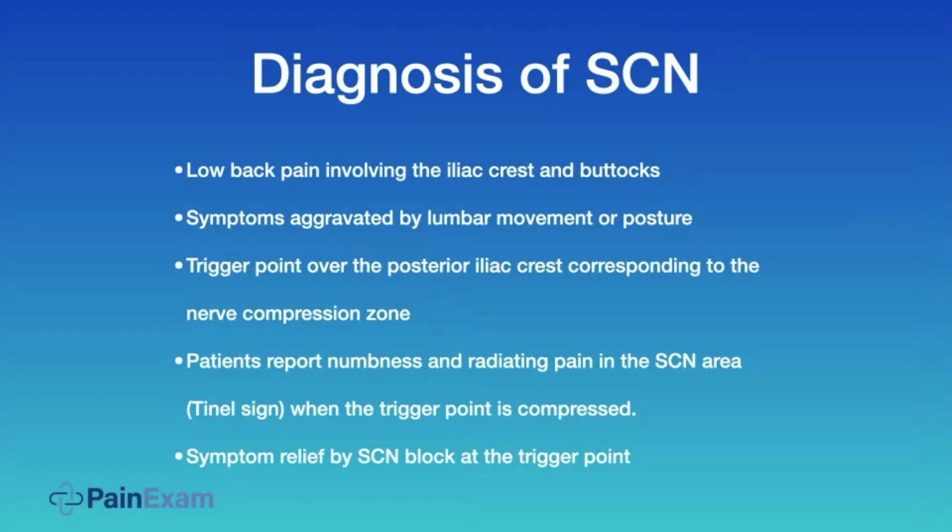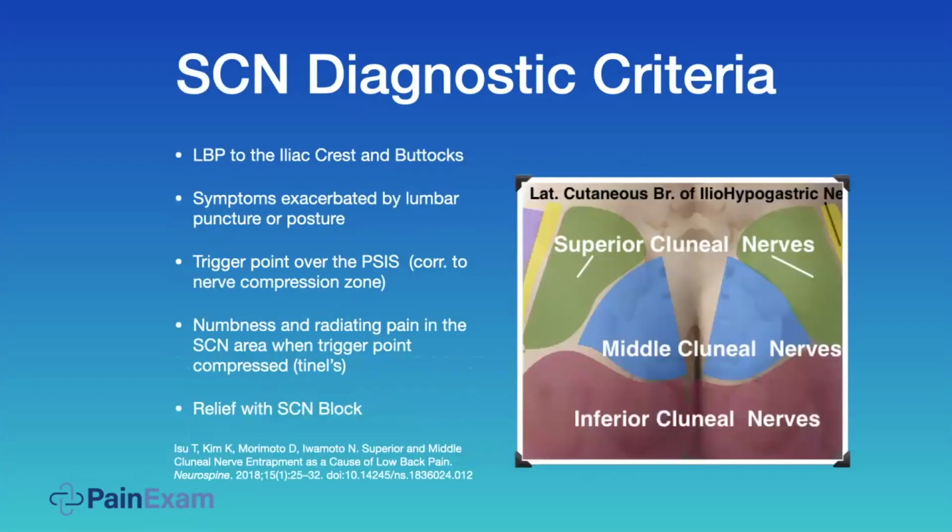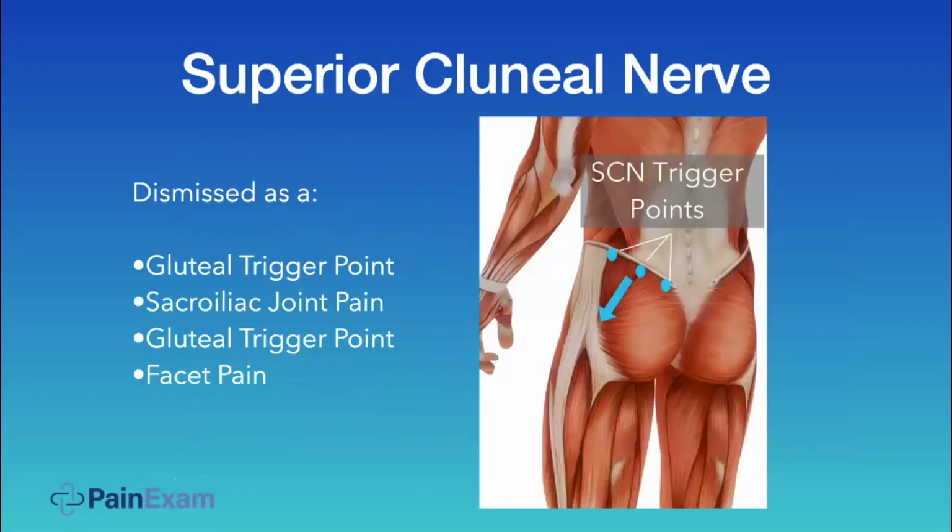It is worsened with lumbar movement and posture changes. There's a trigger point over the posterior iliac crest corresponding to the nerve compression zone. Patients can have numbness, radiating pain in the area of the nerve. It's a Tinel's, right, when the trigger point is compressed. And an injection of lidocaine, maybe 1 mL, 2%, will relieve the problem. So once again, this is where the superior cluneal nerves run, and you have the middle and the inferior. So for the diagnostic criteria, you're going to have the pain in the crest by the buttocks, change with posture, the compression point, Tinel's, and relief with the nerve block.